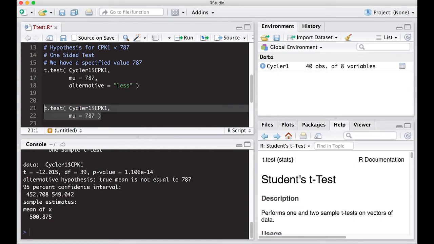Okay, so here we're looking at the true mean is not equal to 787. It gives you a different p-value. It's no longer one-sided. We get a two-sided confidence interval for this. Okay, and we need to keep that in mind.